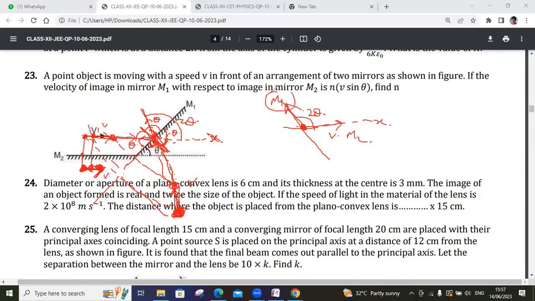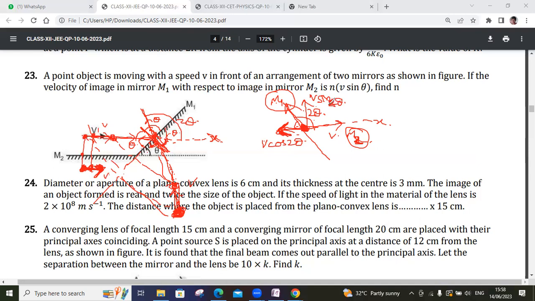Now we want m1's velocity with respect to m2. So how do we get it? This will have two components, one like this, one like this. So if you take relative motion, this is theta, this is 180 minus 2 theta. This will be v cos of 180 minus 2 theta, and it is in the third quadrant, so it will be minus v cos 2 theta in magnitude v cos 2 theta. This will be v sin 2 theta.